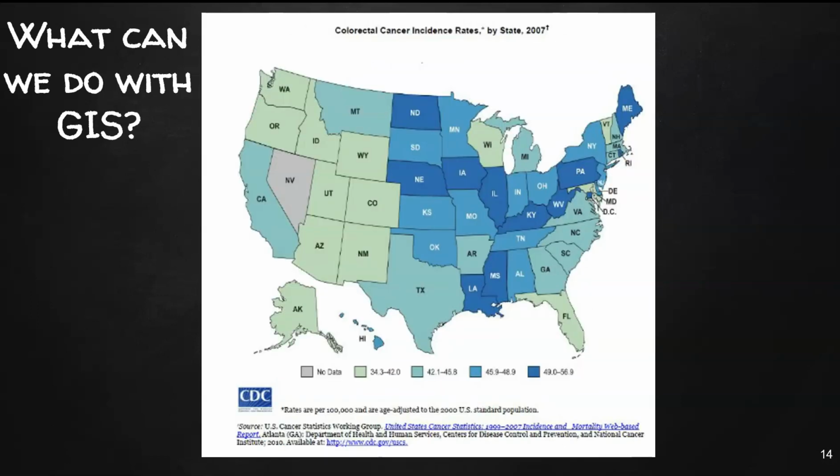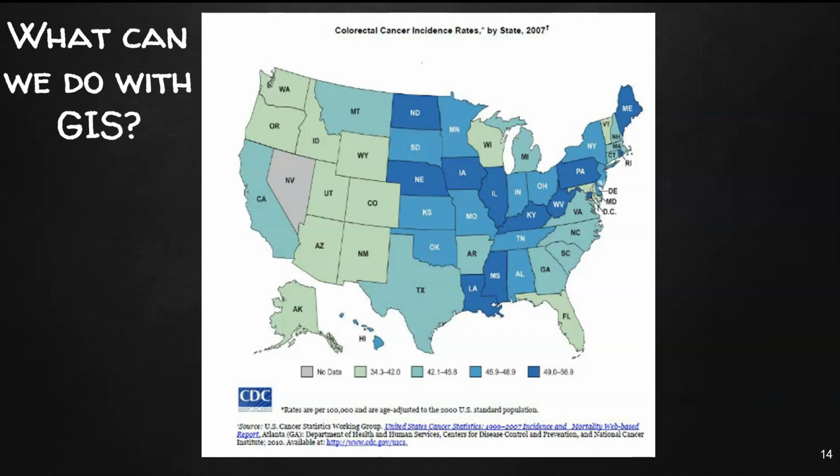Here's another choropleth map showing colorectal cancer incidence rates. This is 2007, and we can see states that have high colorectal cancer incidence rates. And we'll look at those and go, well, why are these states higher than other states? Is it due to lack of intervention, so people are not going to the doctor and being screened? Do these people not have insurance, so they can't get screened? Are they just not informed that they should be getting screened?